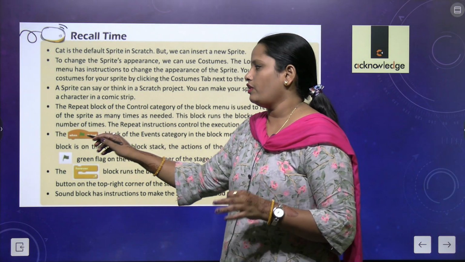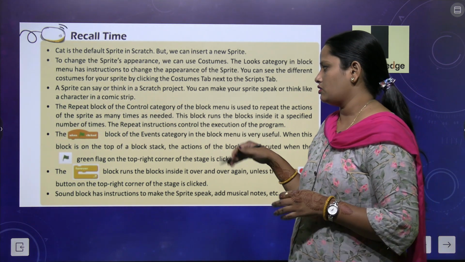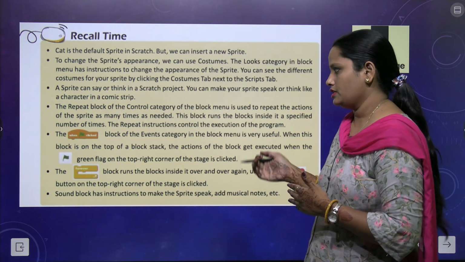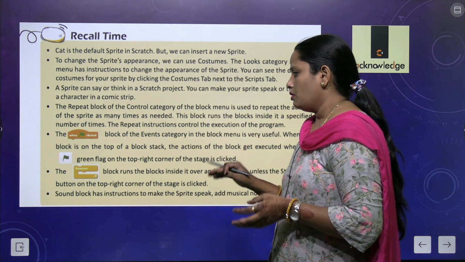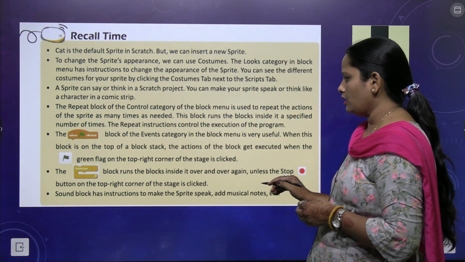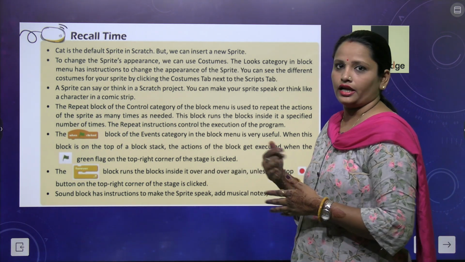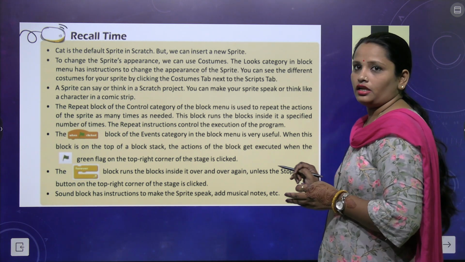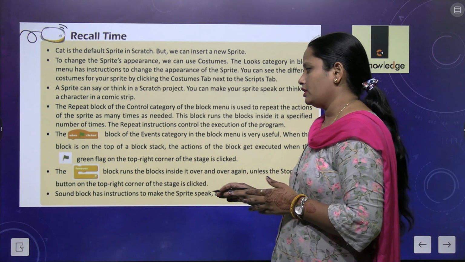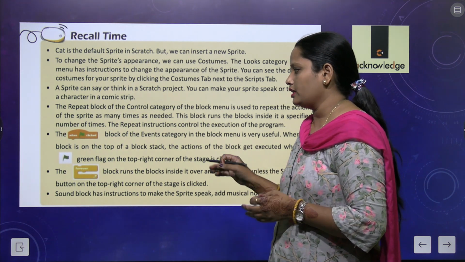Next, the when green flag block is used to run the events. Next is the forever block. By this block, the action will be done again and again till we press this stop button. So till the time we press this stop button, the action will keep continuously being done by the sprite.